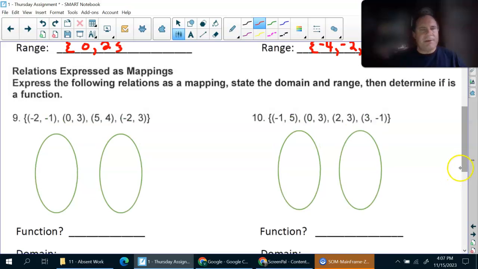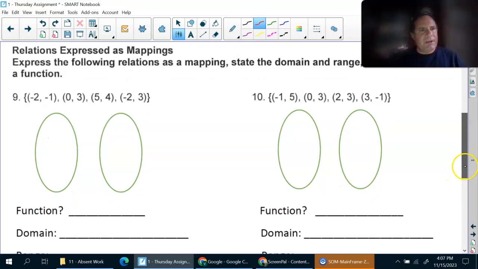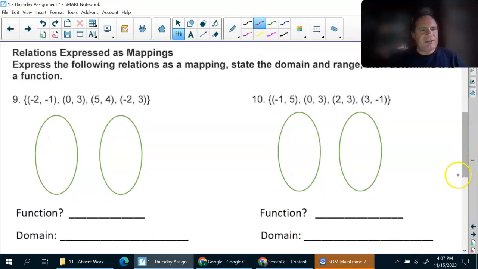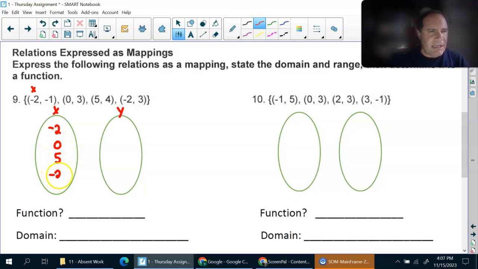For the relations expressed as mapping diagrams, express the relations as mapping diagrams. We're going to ask if it's a function or not. We're just going to put all of the x's in the first mapping diagram and the y's in the second. We're not going to label them, and we're not going to order them from least to greatest. We are just going to put them in and then draw the lines.